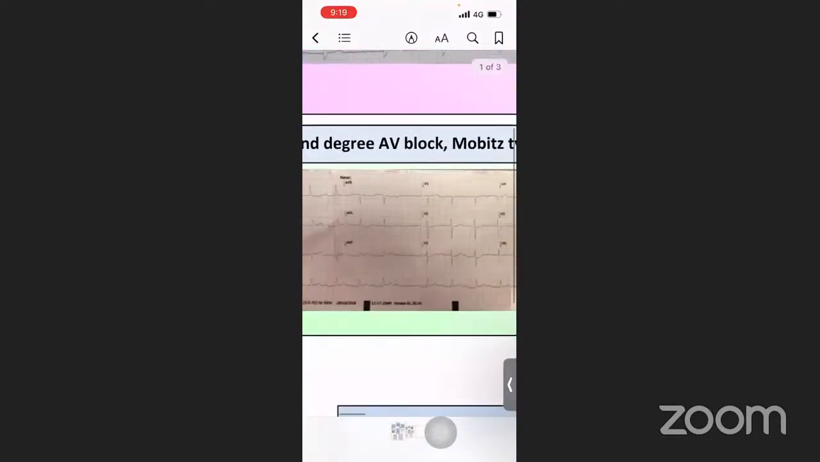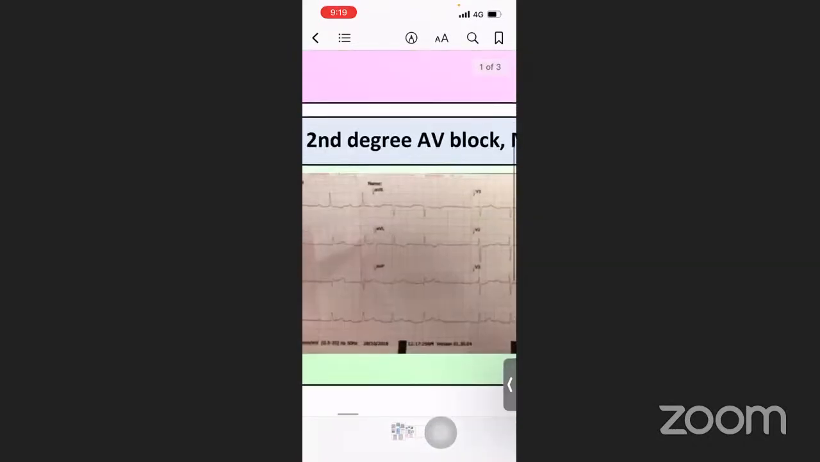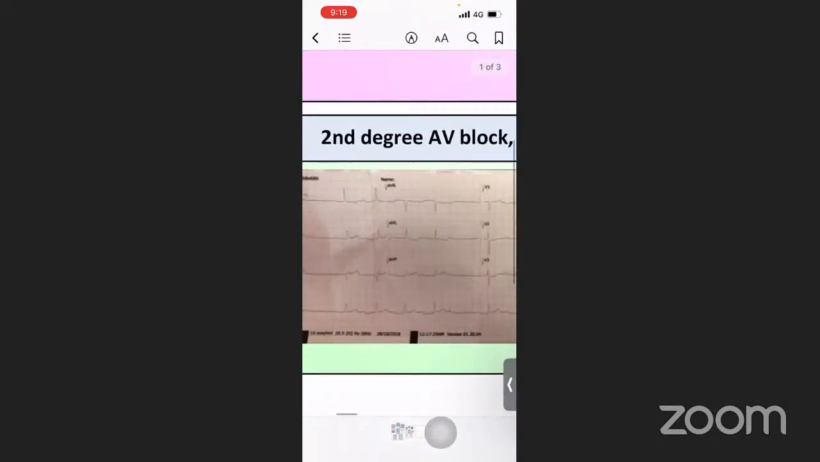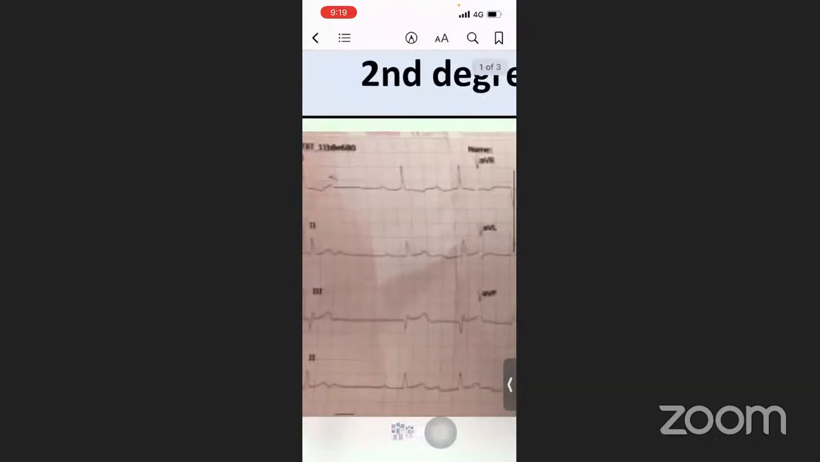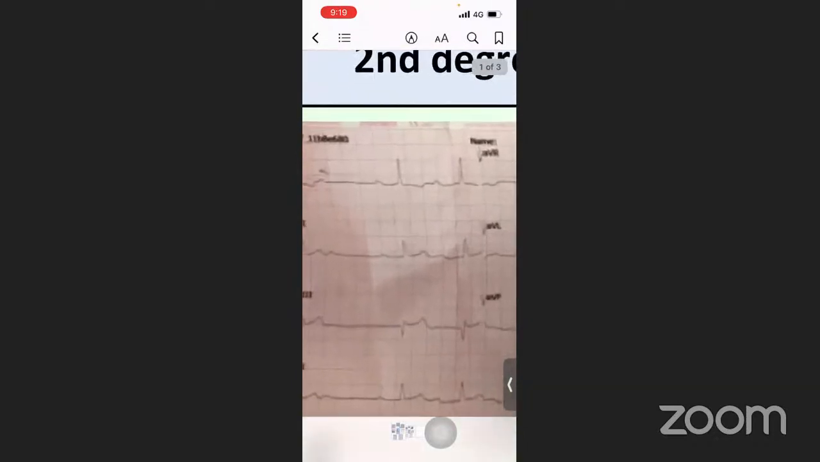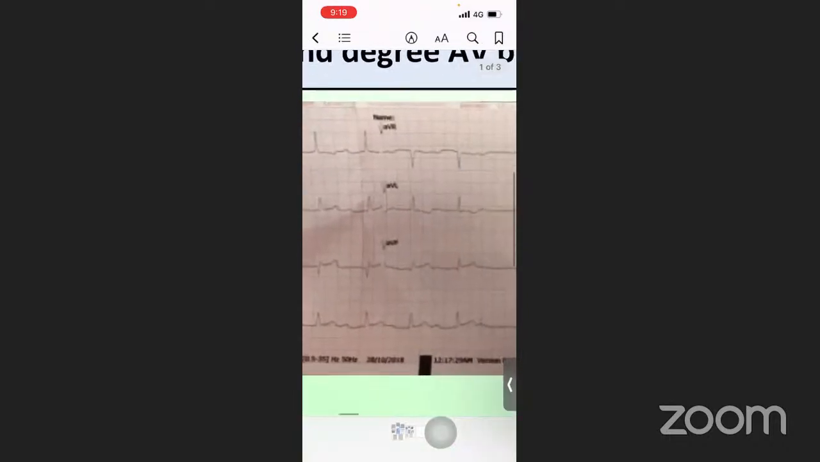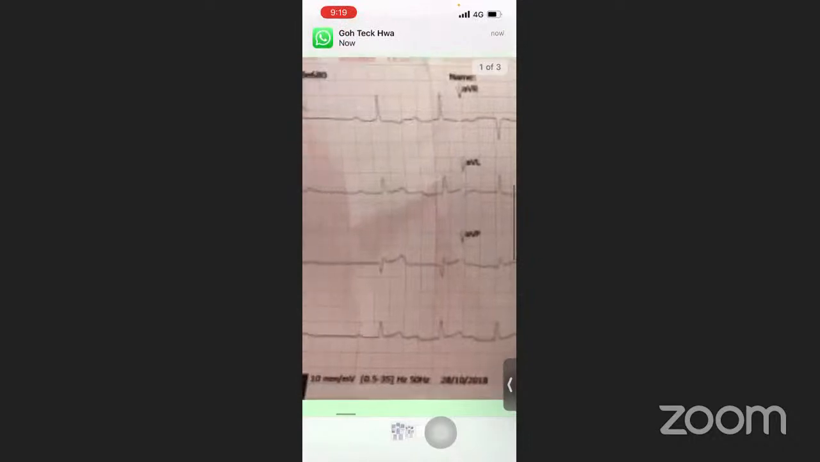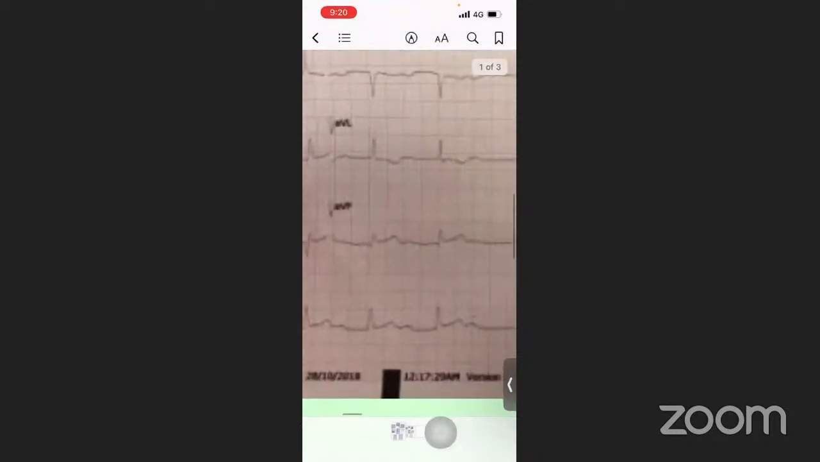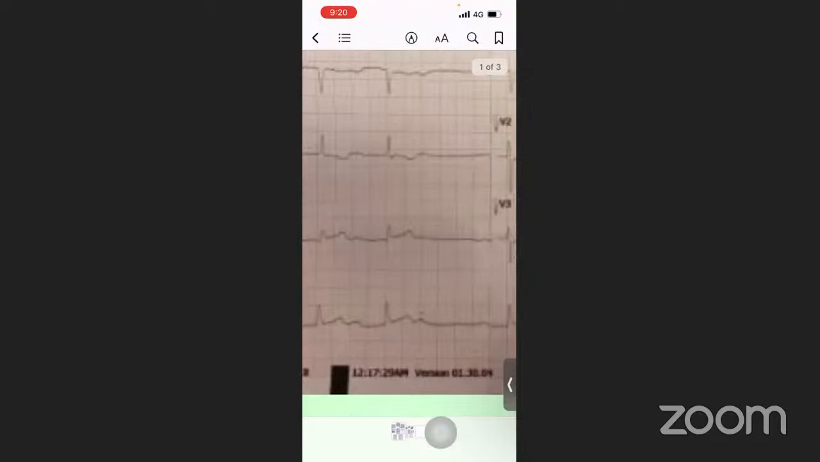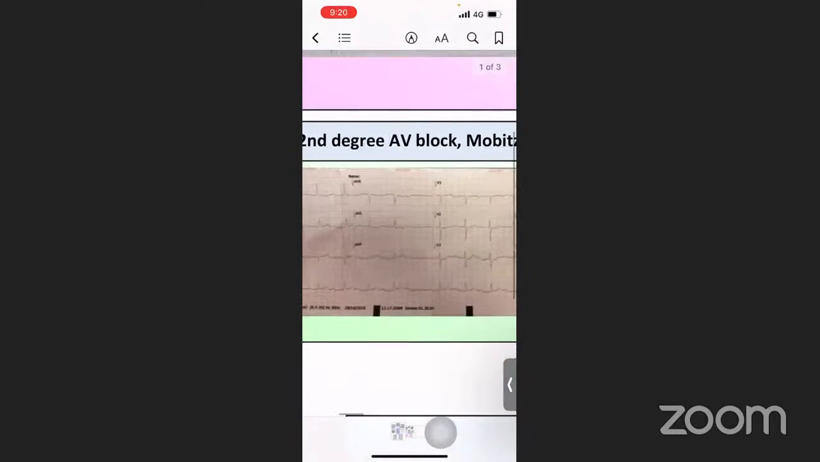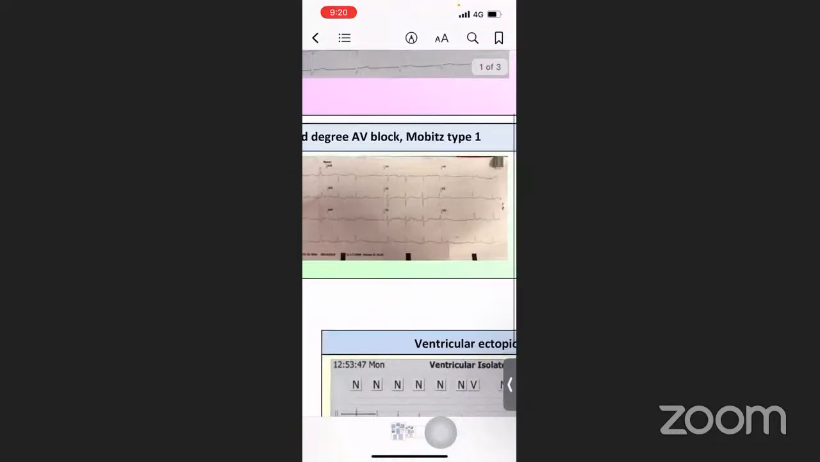So this one is second degree heart block, Mobitz type 1. Mobitz type 1 means the PR interval, from the beginning of the P to the beginning of the QRS, continues to gradually prolong until one P is not conducted by the QRS complex. So this one is Mobitz type 1, Wenckebach type 1.